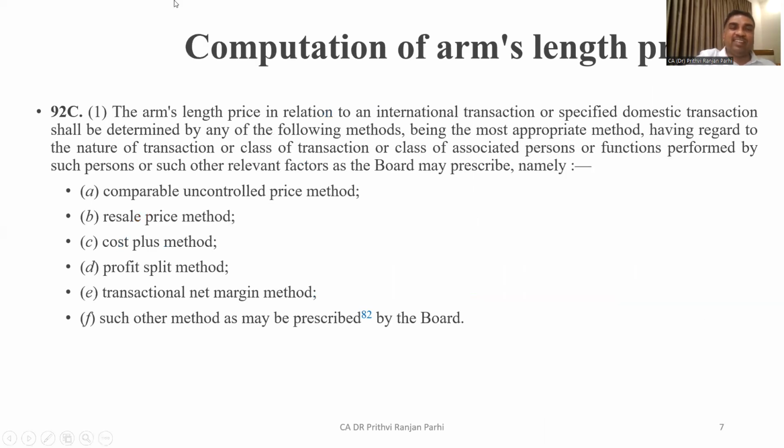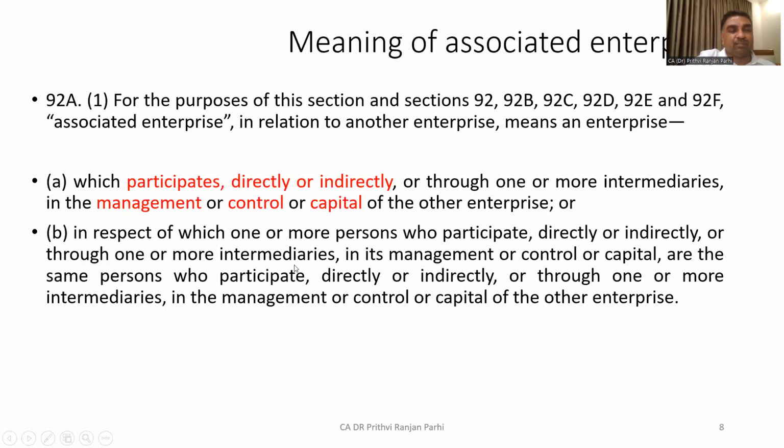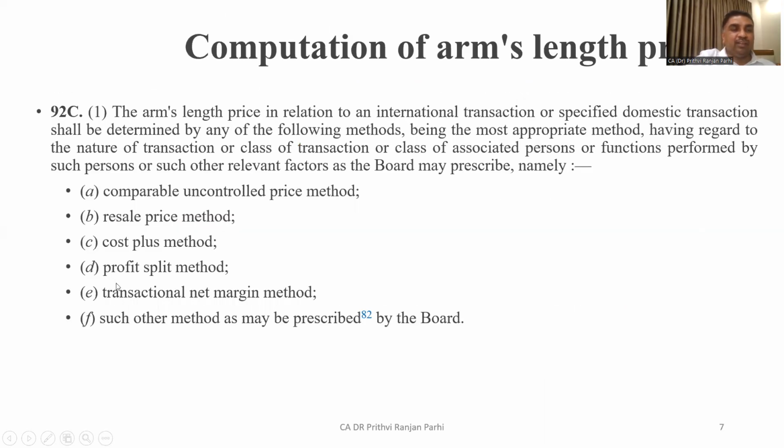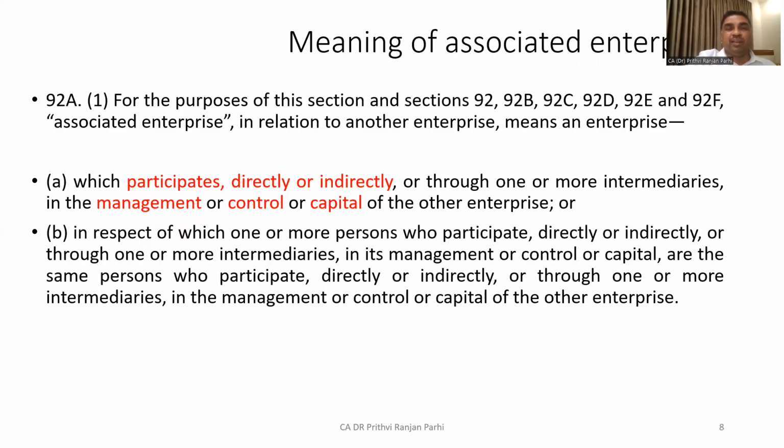Once it gets attracted, then there is a requirement to compute arm's length price by applying any of these methods. You can see there are six methods: the comparable uncontrolled price method, or CUP method, then the resale price method, then the cost plus method, then the profit split method, then the transactional net margin method, then any other method as may be prescribed by the board. These are the methods applying which ALP can be computed.